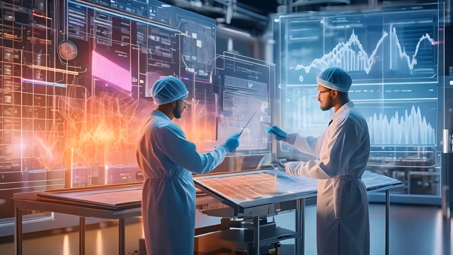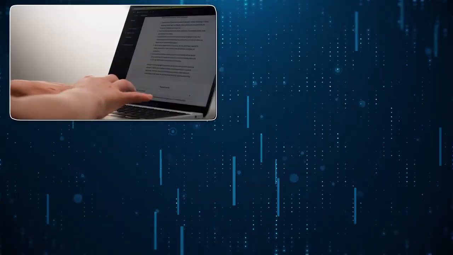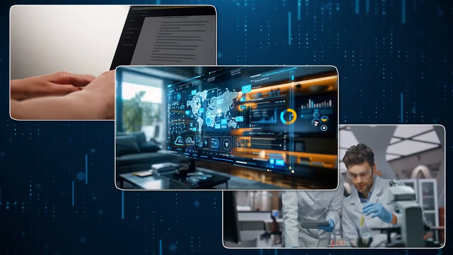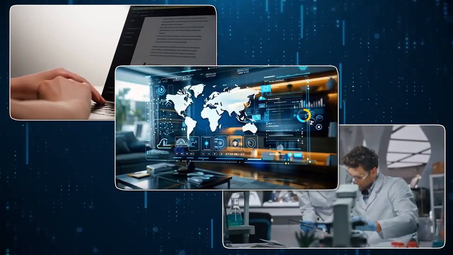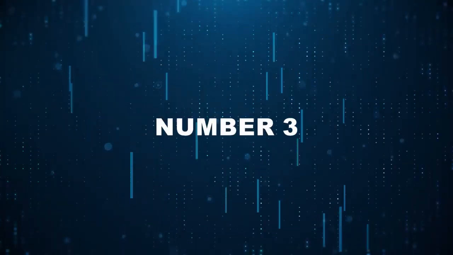Researchers, too, can use DeepSeek to analyze academic papers, scientific data, or global trends, saving them time and revealing new avenues for exploration.